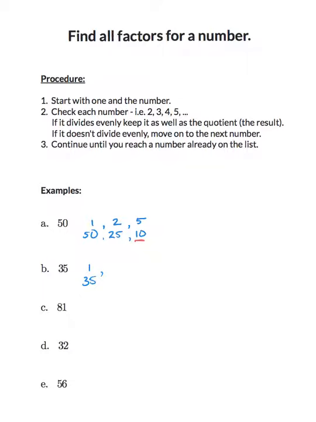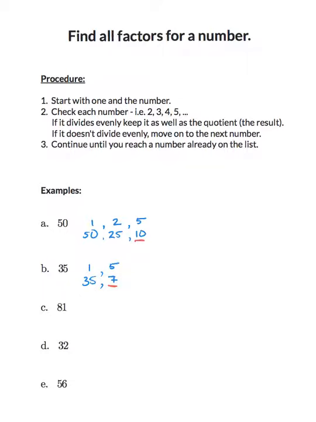Since the number was not divisible by 2, it's not going to be divisible by 4, bringing us to 5. Since it ends in a 5, it is divisible by 5, and if you divide 35 by 5, you get 7. So we want to add that onto our list of factors as well. 35 is not divisible by 6. Next number is 7, which is already on our list, and therefore we are done.